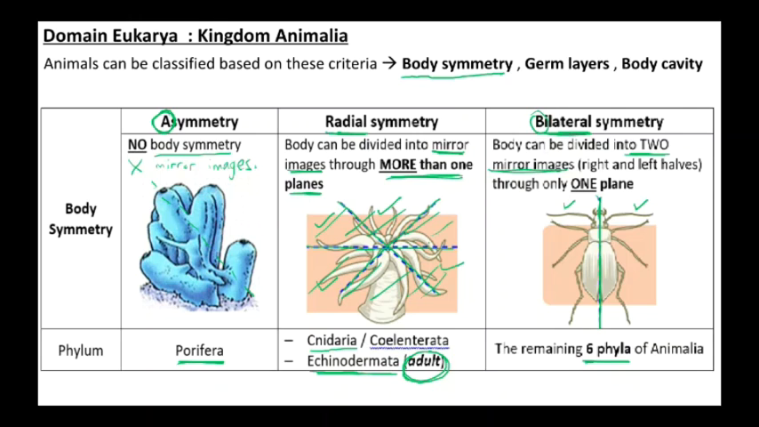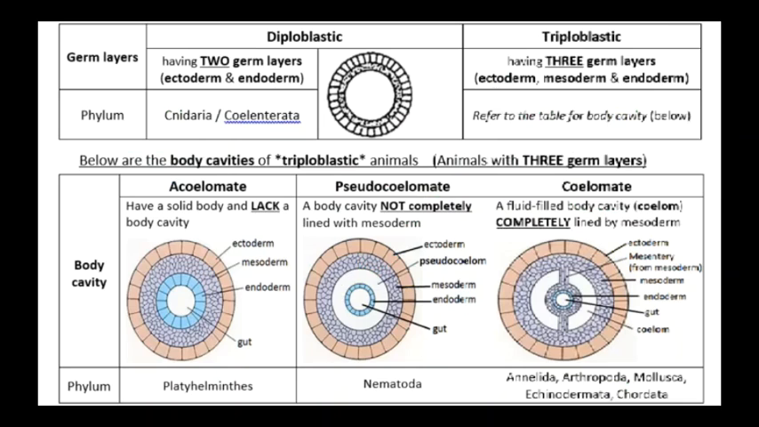The next one, we will look at germ layers. Some organisms only consist of 2 germ layers, which are the ectoderm, the outer one, and endoderm, the inner one, as shown in this picture. We have ectoderm on the outside and endoderm on the inside. And the organisms that are diploblastic are in the phylum Cnidaria. More advanced animals are triploblastic, which means they will have 3 germ layers that are ectoderm, mesoderm, which is in the middle, and endoderm, the inner one.